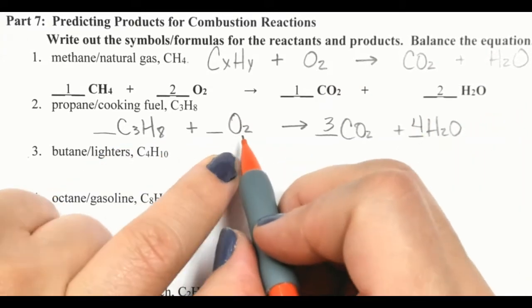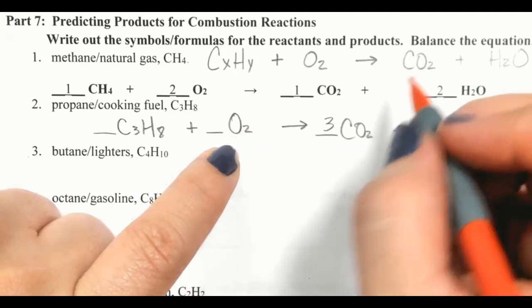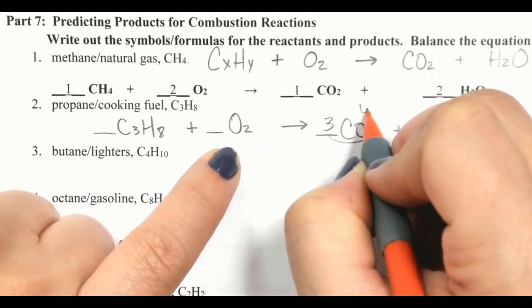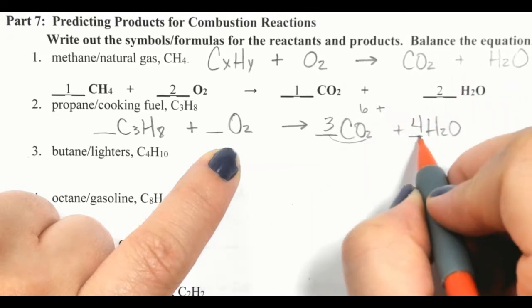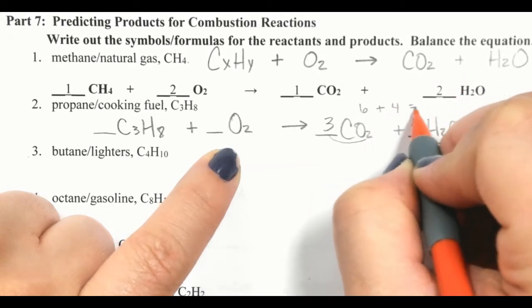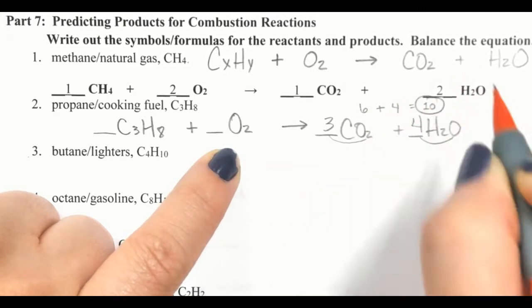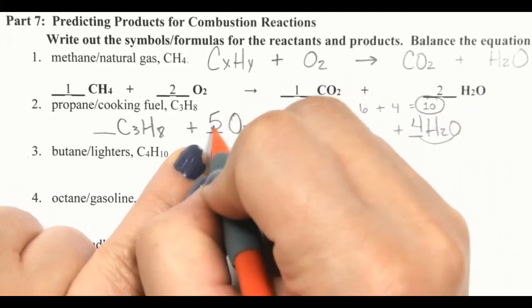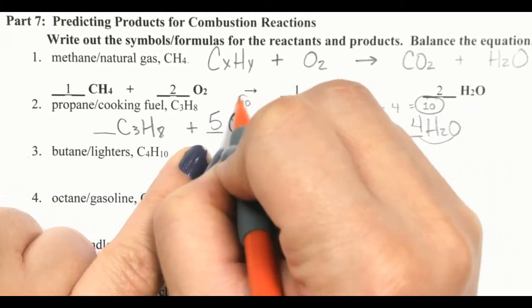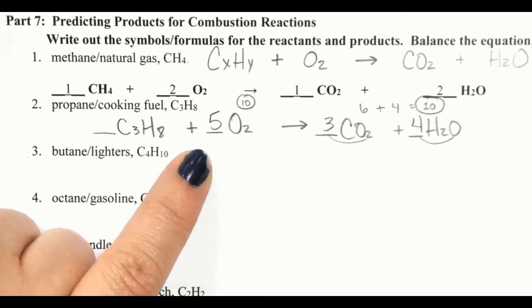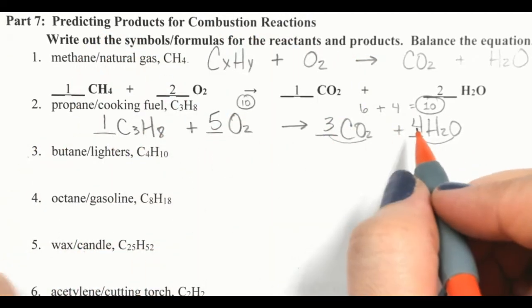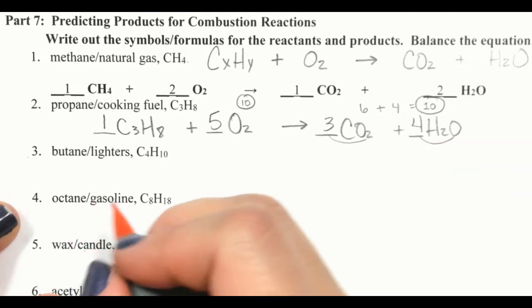And now we're going to balance oxygens. There's 2 on the left, but on the right we have a total of 3 times 2 is 6 plus 4 equals 10. So because we have 10 oxygens on the right, over here, 5 times 2 is going to give me 10 oxygens on the left. And so this is balanced as 1, 5, 3, and 4. Let's look at number 3.